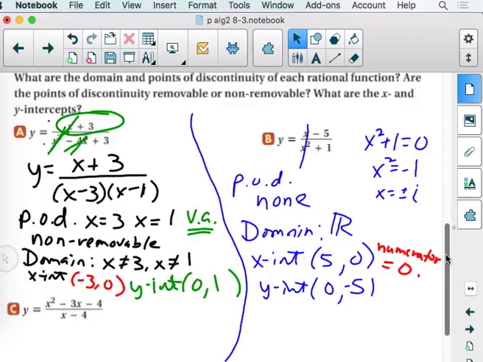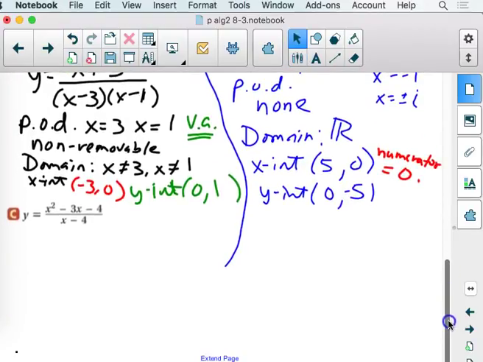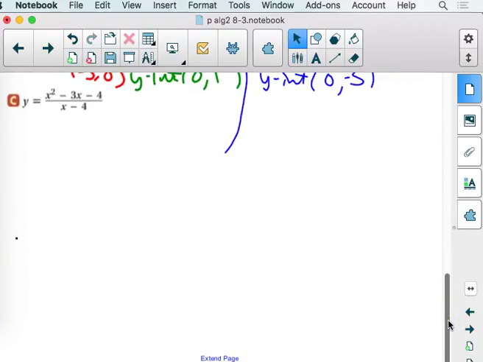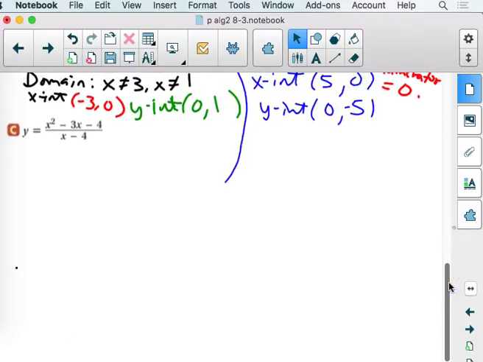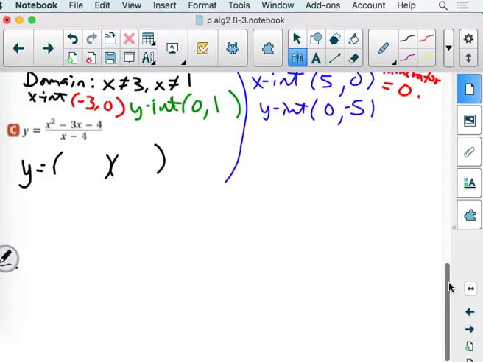Hey, this one looks like fun. Do you suppose that's factorable? It is. Okay, hang on, let me get it right. Did you find it already? What does it factor into? Good job.